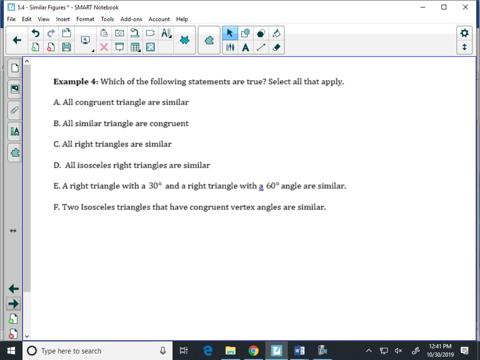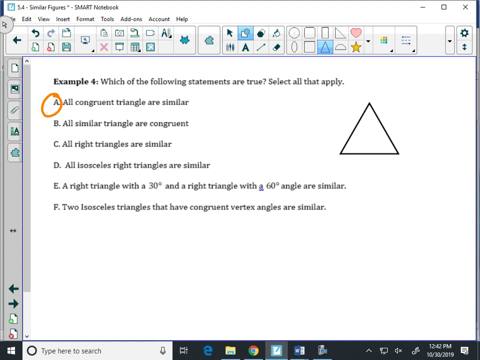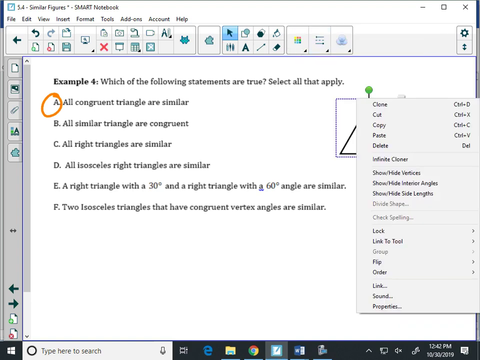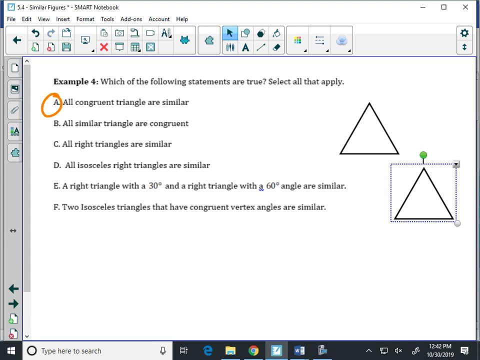What do we think? Is that true? Yeah, it is true. All congruent triangles are similar. Let's draw a congruent triangle. Here are two congruent triangles. What do we know about all the angles of triangles when they're congruent? All the angles are the same, right?